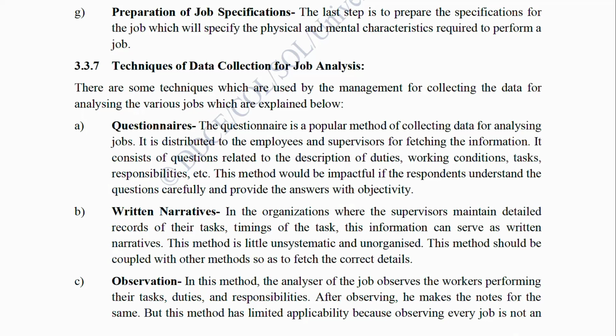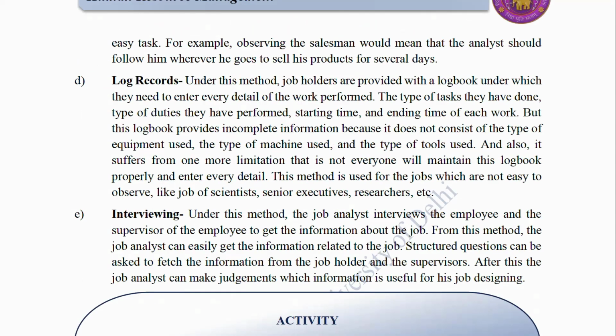Third, observation. In this method, the analyzer of the job observes the workers performing their tasks, duties and responsibilities. After observing, he makes the notes for the same. But this method has limited applicability because observing every job is not an easy task. For example, observing the salesman would mean that the analyst should follow him wherever he goes to sell his products for several days.